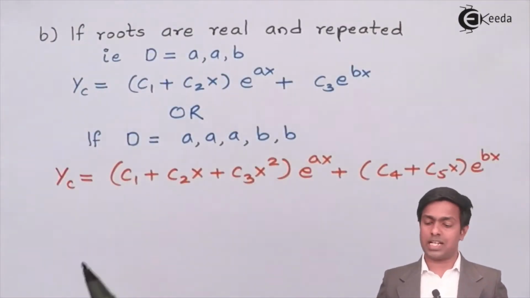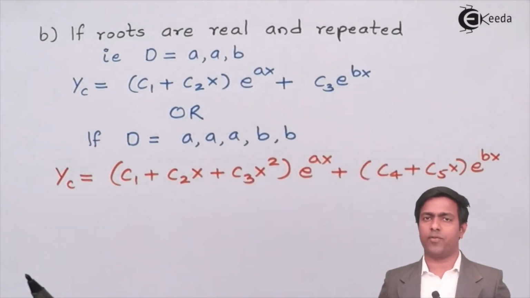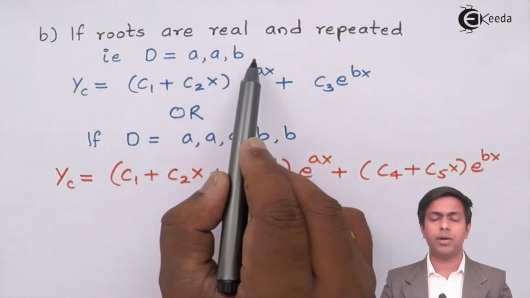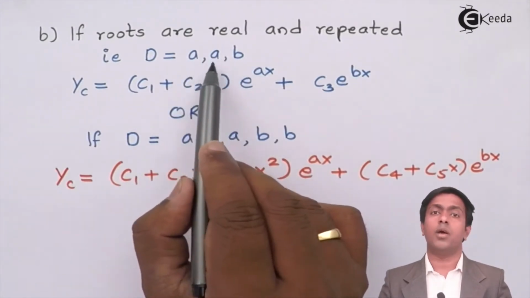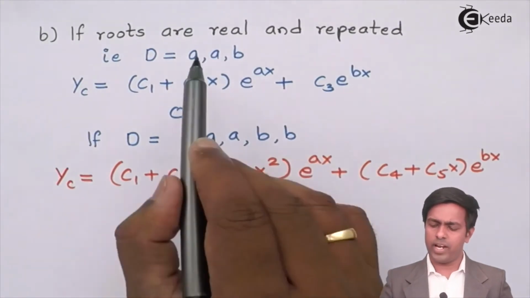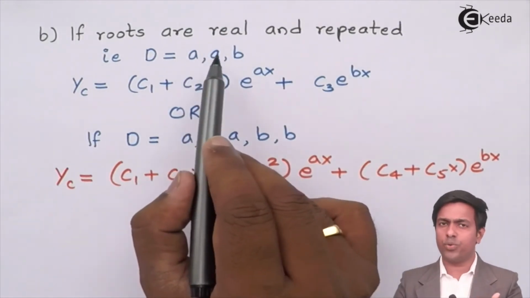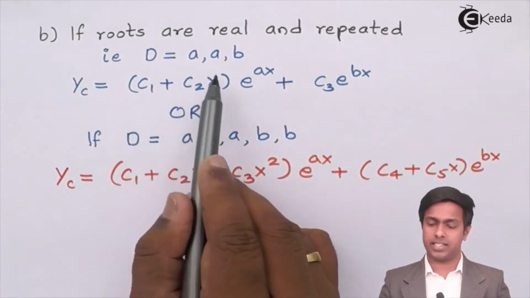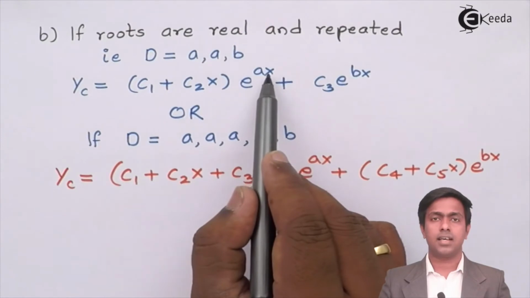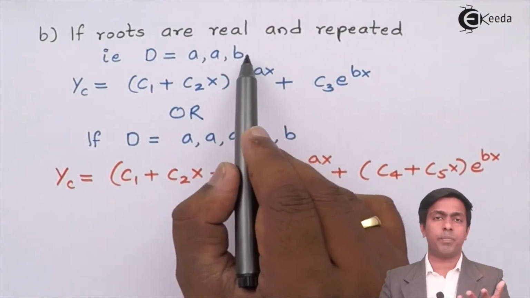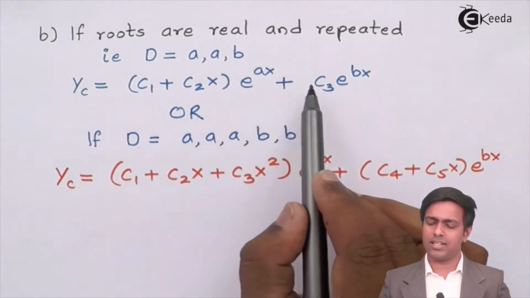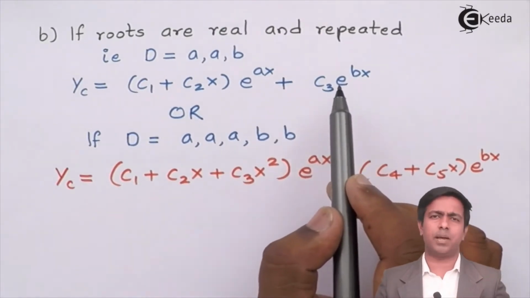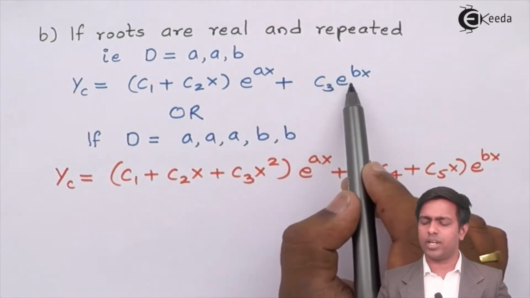So if your roots are real and repeated, here I have taken one example. Let's say roots are A and B. So A is repeated, but B is distinct. Whenever we have repeated roots, what do we do? We write the solution as (C1 + C2x) e to the power ax, plus B is a non-repeated or distinct root, so the solution for that will be the same as the previous steps. So it is C3 e to the power bx.